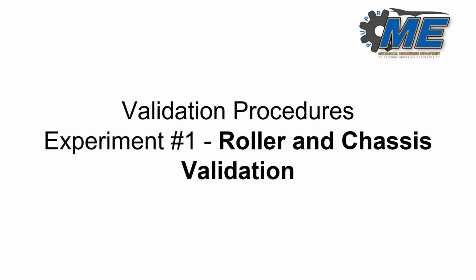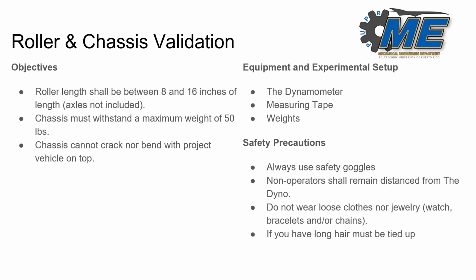Validation procedures. Experiment number 1, roller and chassis validation. Roller and chassis validation. For the following objectives, including that the roller length shall be between 8 and 16 inches of length, the chassis must withstand the maximum weight of 50 pounds, and that the chassis cannot crack nor bend with a project vehicle on top, we will include an equipment and experimental setup, including the dynamometer, a measuring tape, and different weights.